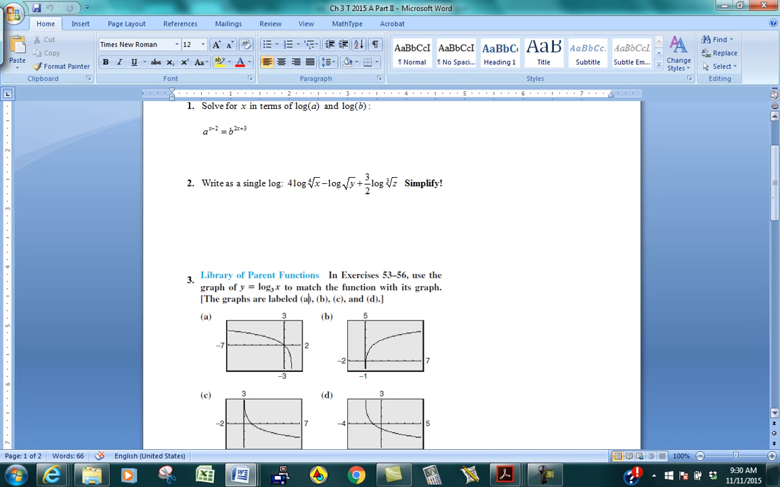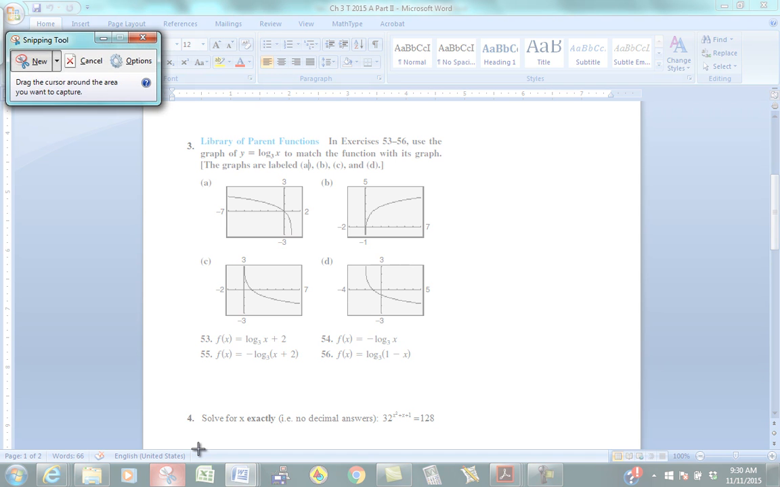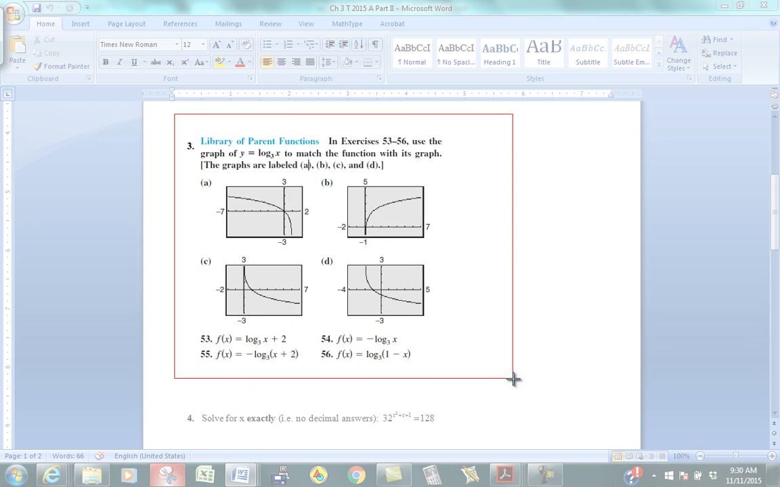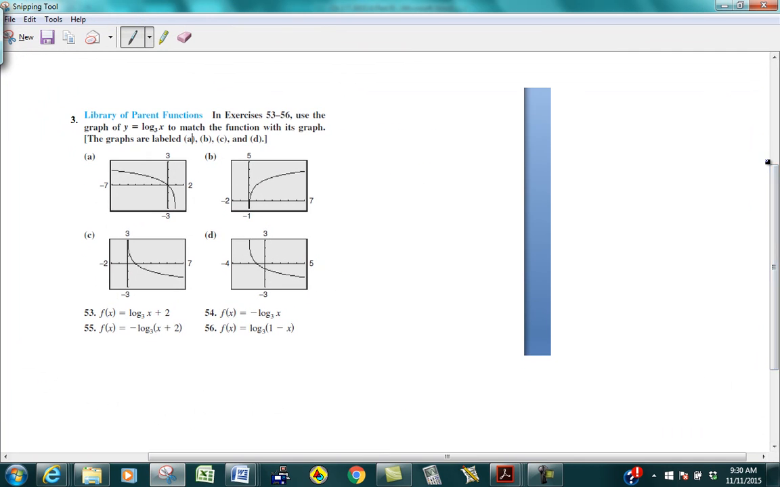Number 3. Okay, number 3. Most people got this. This is straight out of the book. Practically nobody got the 1 point that I'd allocated for graphing this function here. To me, it is clear that I need to see what log to the base 3 of x is. So I need to graph that and then look at the transformations to answer my questions.